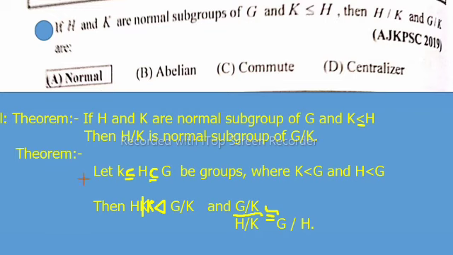Theorem number 2: let K ⊆ H ⊆ G be groups where K is a subgroup of G and H is a subgroup of G, then H/K is a subgroup of G/K, and (G/K)/(H/K) is approximately equal to G/H, which is the required solution.